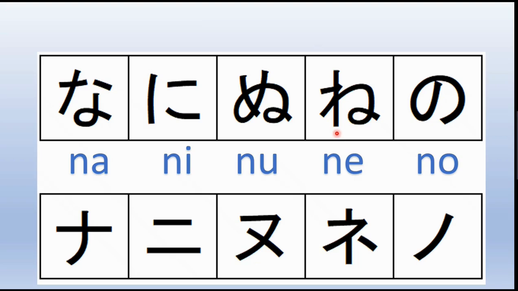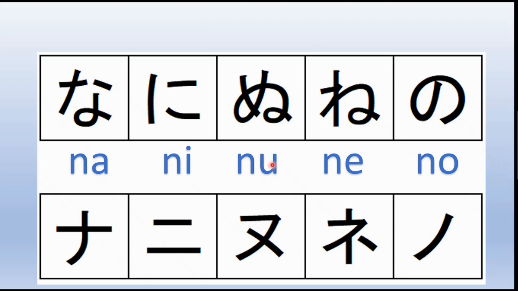The next line is na, ni, nu, ne, no. So here again you can see there is similarity. In na, the hiragana and the katakana are pretty similar. In katakana, only this portion has been taken and this becomes na. In ni, these two segments have been taken, and it becomes ni.